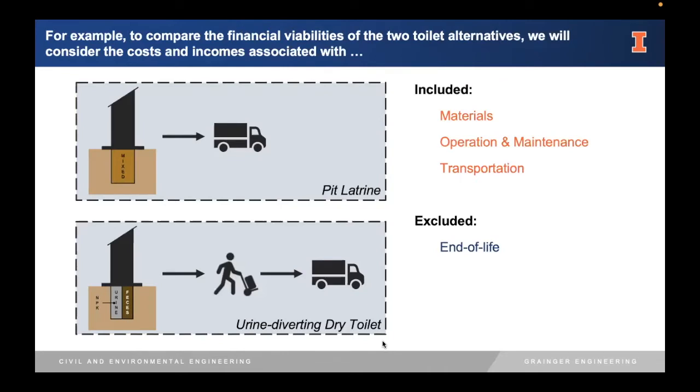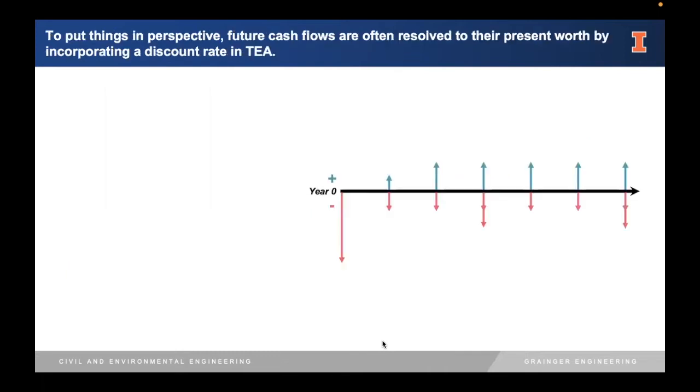For example, for our two toilet systems, for the pit latrine system, we will consider the materials, operation and maintenance of the toilet itself, also the transportation of the waste from the pit latrine as well. And for the urine diverted dry toilets, we're also considering materials associated with the construction, operation and maintenance, and transportation. But the transportation will also include handling parts because it's a more complex structure. You can't just use cars or trucks to suck the waste out of the toilet. So we have one more step in between. But for this specific example, we're not considering the end of life yet, but it's always an option.